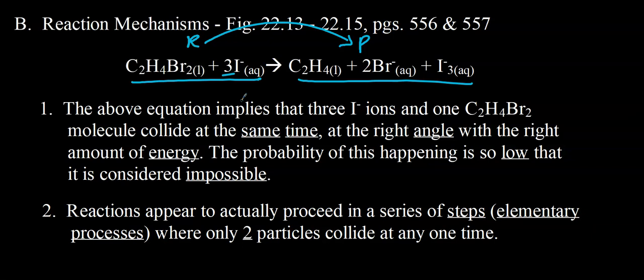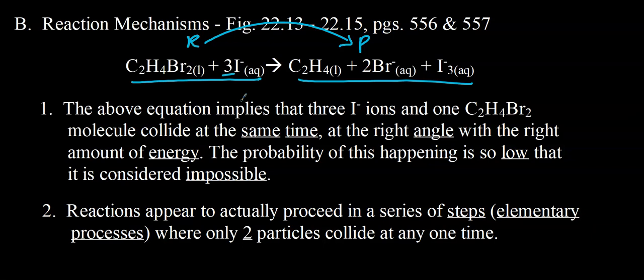What are the chances of 4 particles all colliding at exactly the same time at the correct orientation and with sufficient energy? The chances of this happening are really, really small. In fact, the probability of this happening is so low that it is considered to be impossible. So how does this reaction occur?